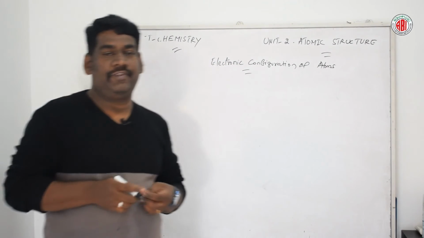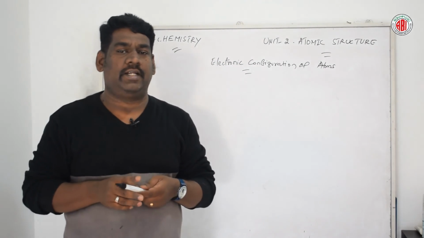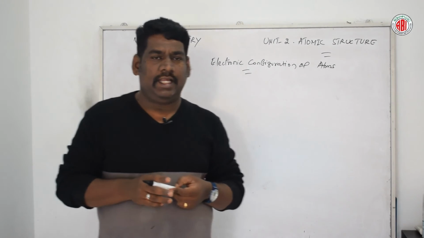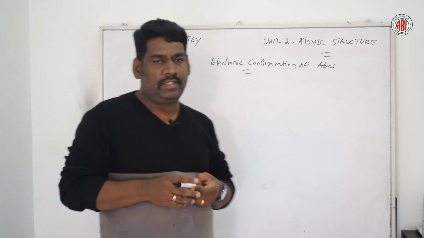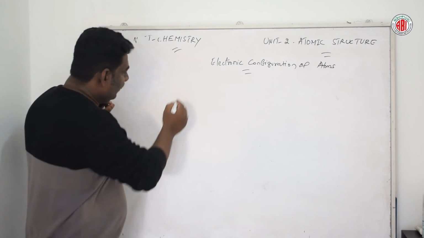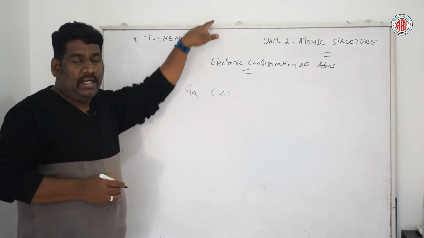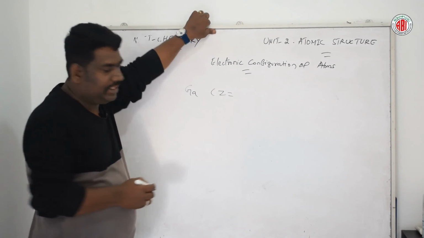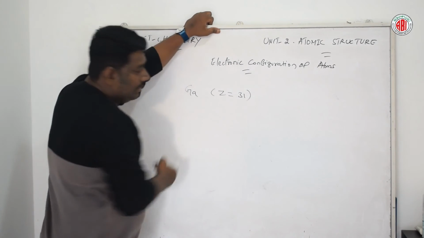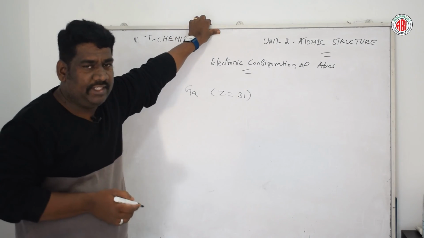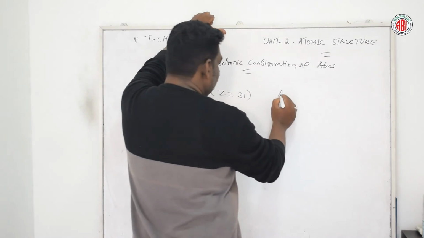Now let us talk about a few more examples for this electronic configuration, like gallium to krypton. So talking about gallium, Ga, Z is equal to... the atomic number for gallium, that is what? 31. Okay, so writing this electronic configuration, first we are supposed to write argon.